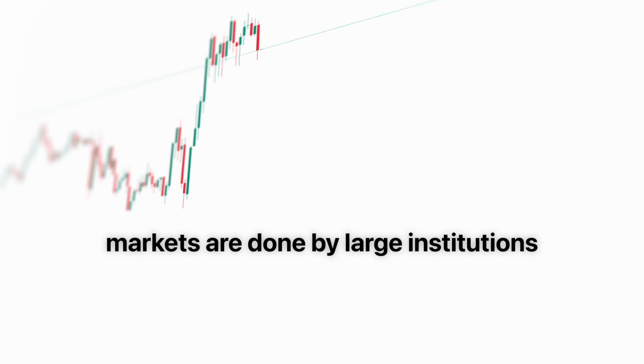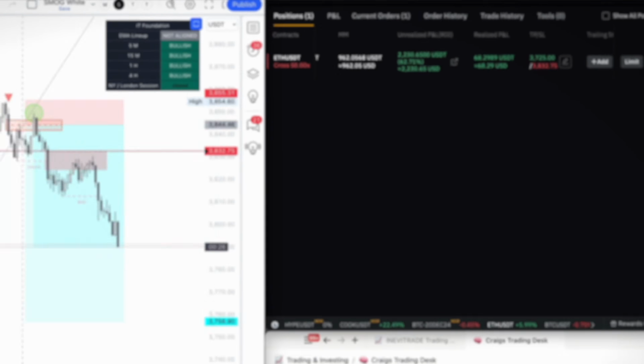80% of all the trading done in any markets is done by large institutions, and if we understand what they're doing, we can capture those same market moves and make significant profits on moves that are causing most retail people to lose.